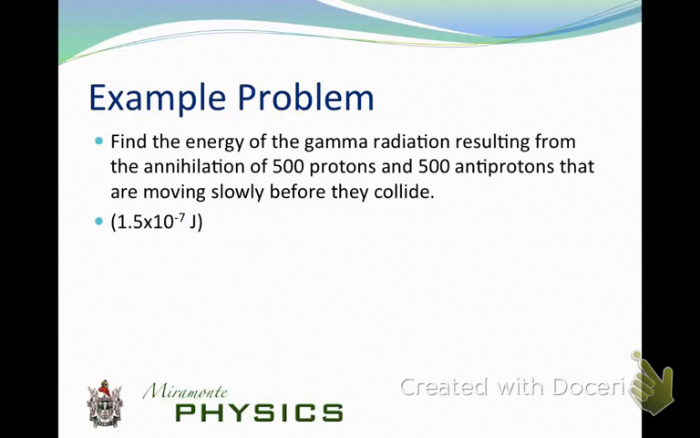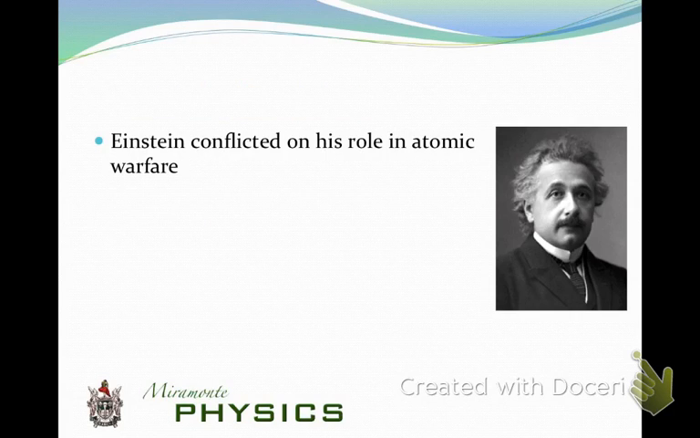It's only 500. That's not very much, right? It seems like a lot. And that's going to give you 1.5 times 10 to the minus 7 joules. And it says assume they're moving slowly before they collide, so it means assume they don't have kinetic energy associated with them. It's just their rest energy. Okay, so you'll do little problems like that.